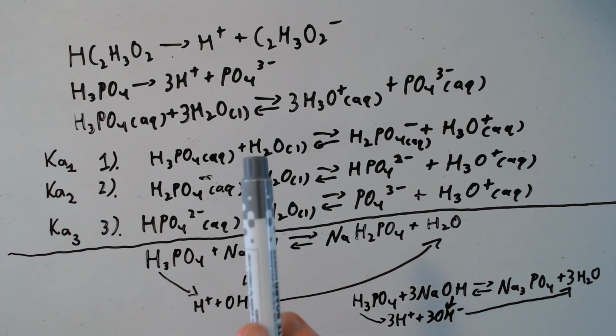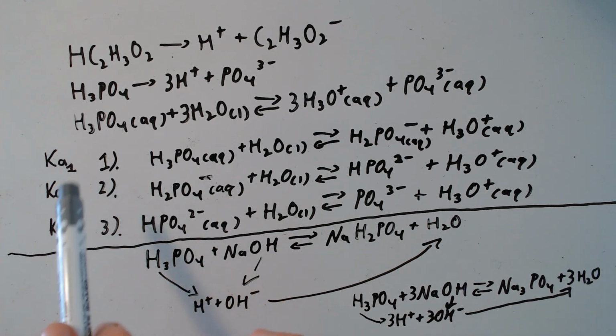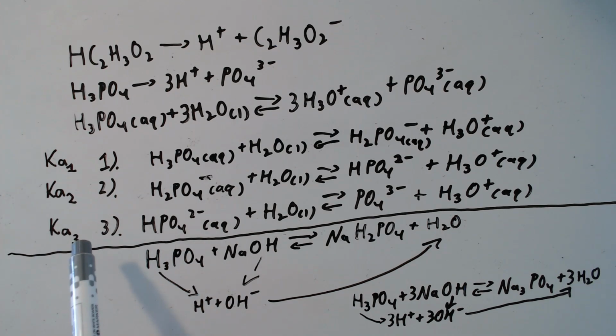However, if this polyprotic acid, H3PO4, is combined with a very strong base, like NaOH, sodium hydroxide, it tends to really grab these H's away from the H3PO4. Then we essentially ignore these K1, K2, K3.